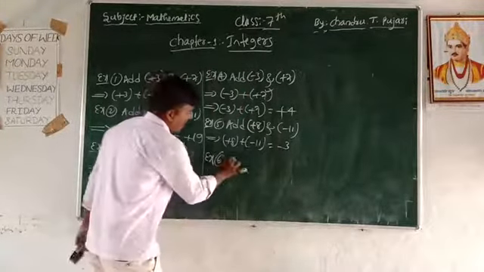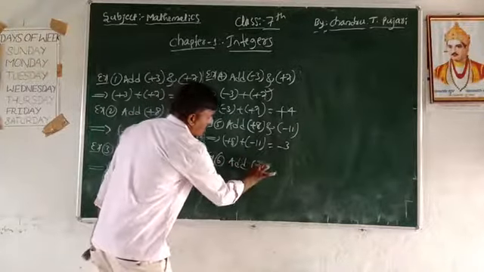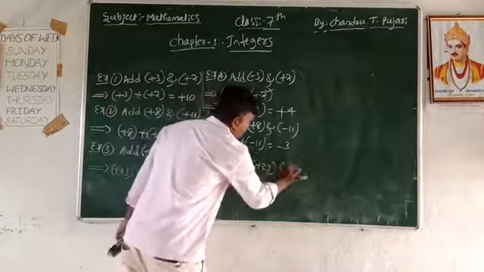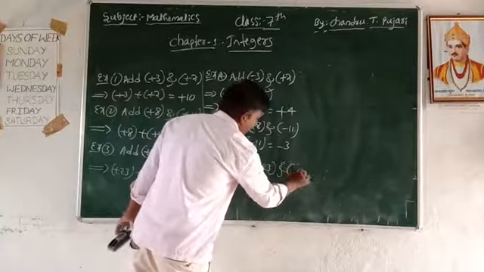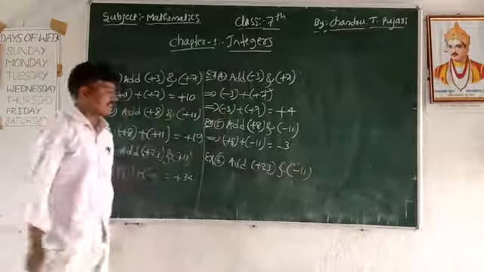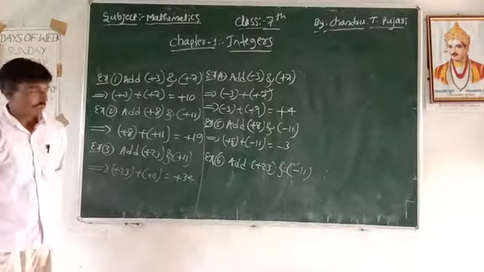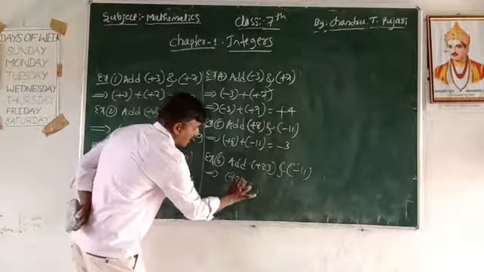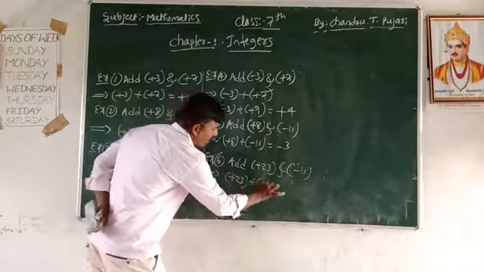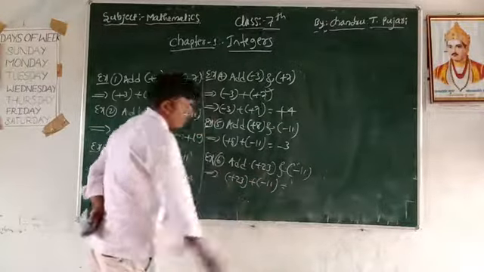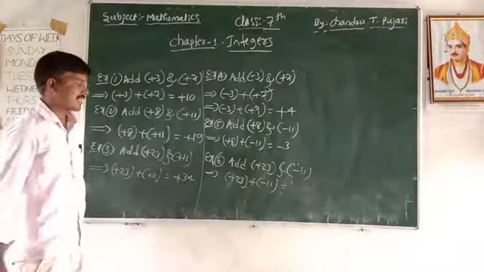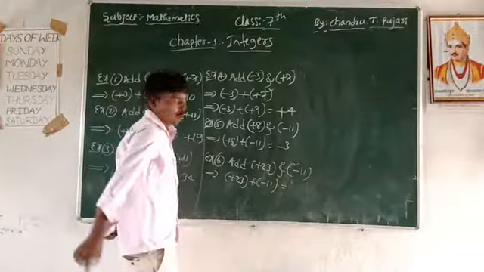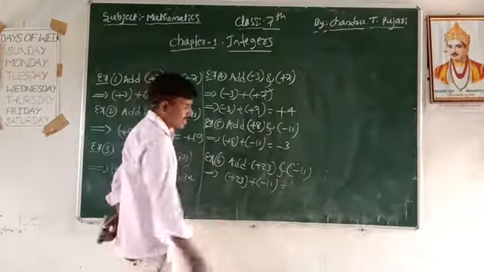Example number 6. Add plus 23 and minus 11. Again these are two integers being added. Therefore, plus 23 plus minus 11 is equal to... Again, the second rule applies, because the signs are opposite. One integer is positive, one integer is negative.